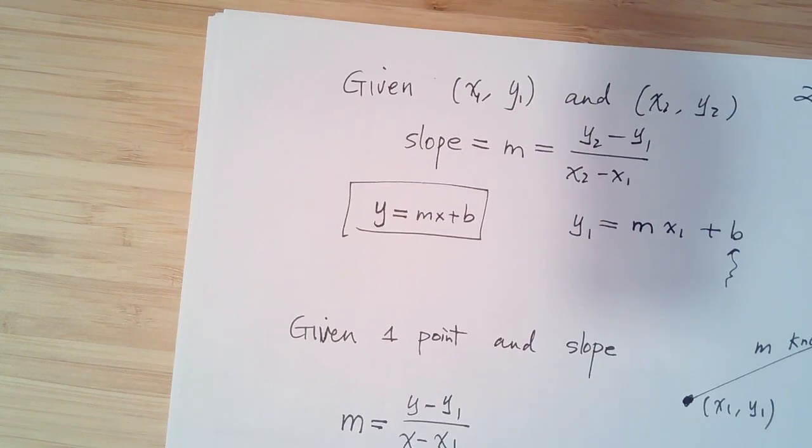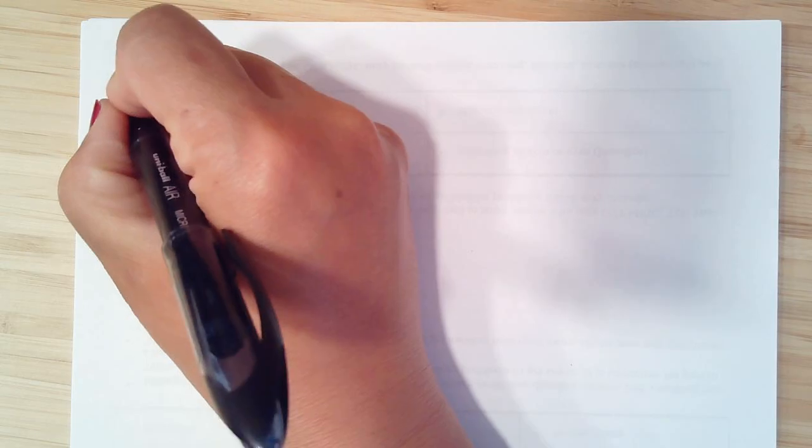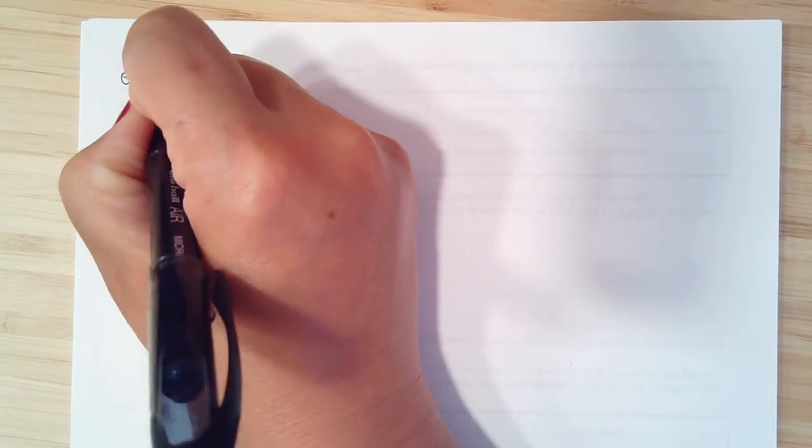All right, now based on all those things we learned, we're going to be able to work on a lot of things. Let's see. If I give you a point and slope, can you find the equation? Or if I give you 2 points, can you find the equation? Let's work on example number 1, or exercise number 1.